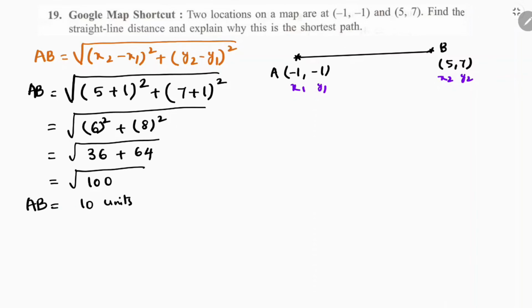So the distance between the 2 points on map A and B, A is -1, -1 and B is 5, 7. So this is 10 units. And why it is shortest? Because it is from initial to final. Directly we are calculating.